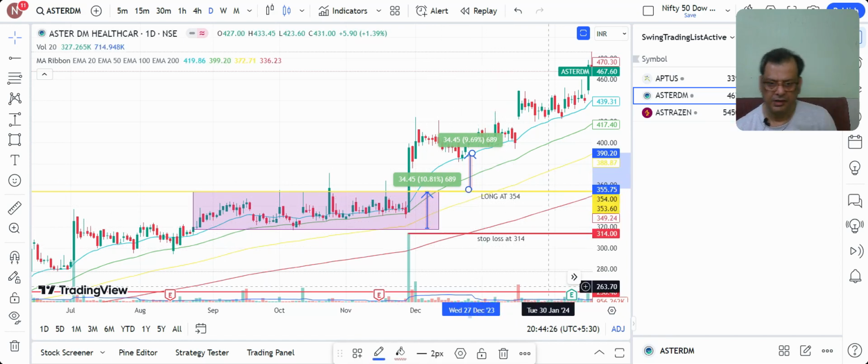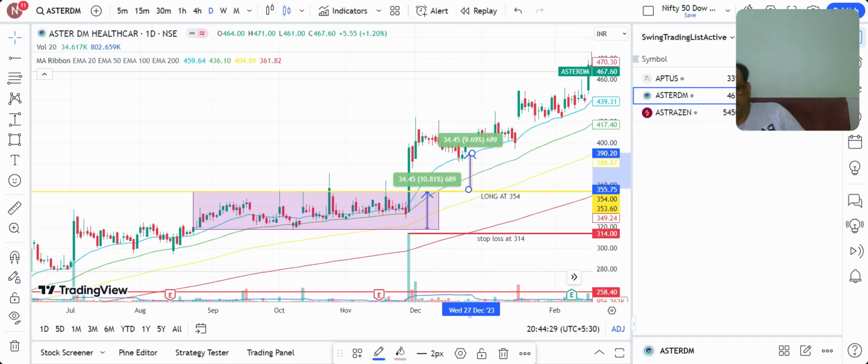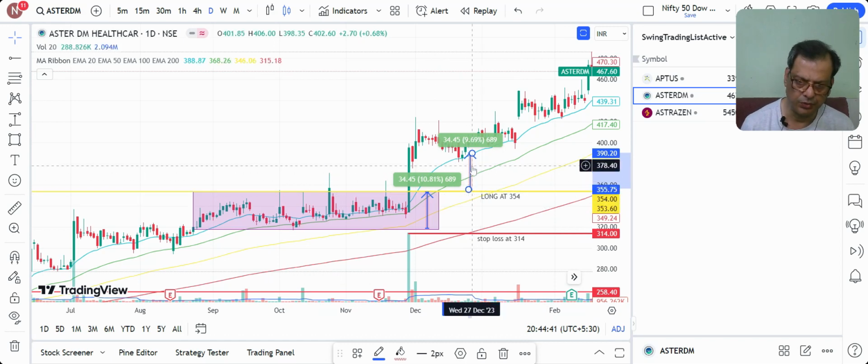Can you see your SL and the difference between the SL and the long? Your SL is more than this target. So we are not going to aim for 1:1. That is not a good ratio. In swing trading, 1:1 is not a good ratio, at least.